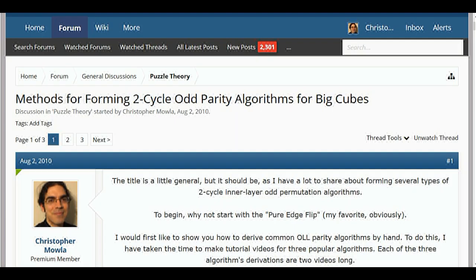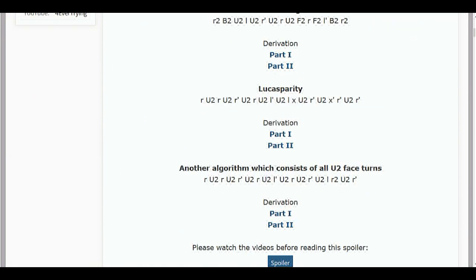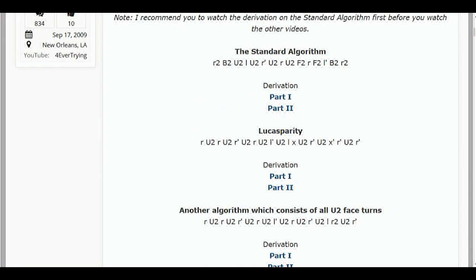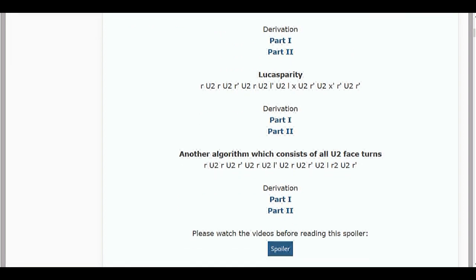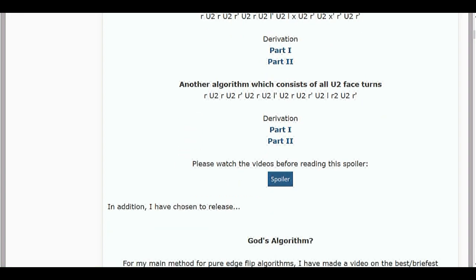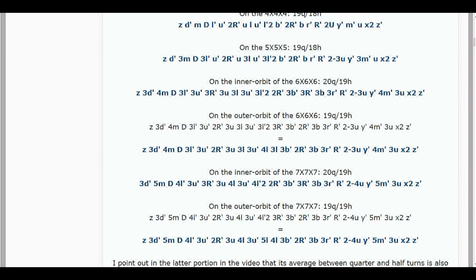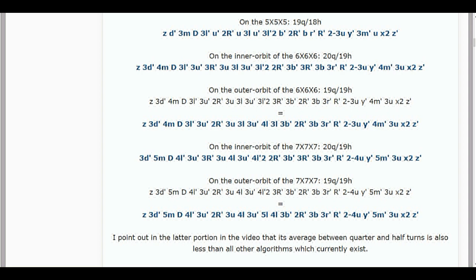So if you followed my work from seeing videos in this playlist, or if you've seen the thread that I've started at speedsolving.com, which is entitled Methods of Forming Two-Cycle Odd Parity Algorithms for Big Cubes, there I introduced the Holy Grail after I derived the standard algorithm. Seems like a lot of people liked at least the first and second, maybe the first part. People had a lot of likes for that video and I appreciate that. Not so much likes for the other ones, but I guess because they're pretty much the same thing. But this was my first presentation of the Holy Grail algorithm.